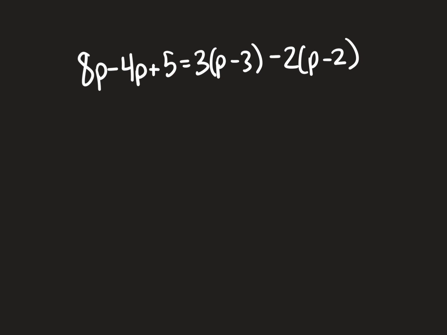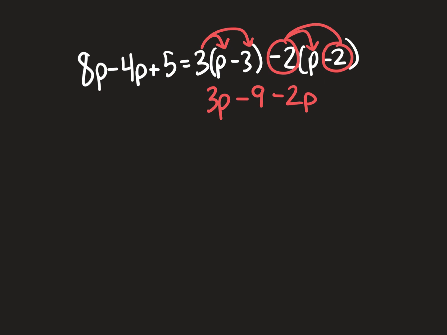For this first example, I see that there are parentheses, so I'm going to use the distributive property to undo those parentheses. 3 times p is 3p, and 3 times negative 3 is negative 9. When I distribute the negative 2 to the p, I get minus 2p, and it's negative 2 times negative 2, giving me a positive 4. Make sure you watch out for those double negatives.